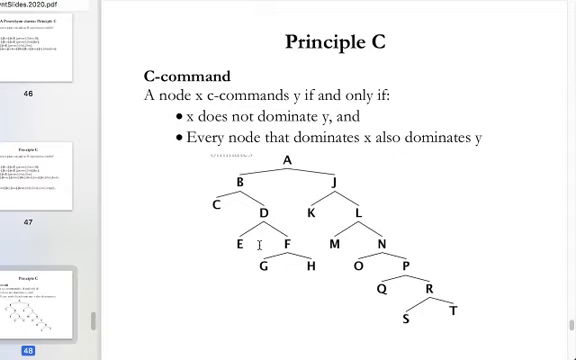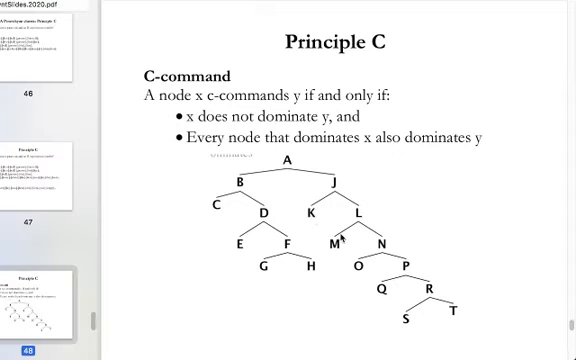So what does that mean? Well, in this tree, for instance, we can say that K C commands N. Why is that? Because K is not above N in the tree. You can't trace lines down the tree to get from K to N. But every node that dominates K here, which is just J and A, also dominates N, because you can trace a line down the tree from A and from J to N, just as you can to K, but you can't trace a line down the tree from K to N.